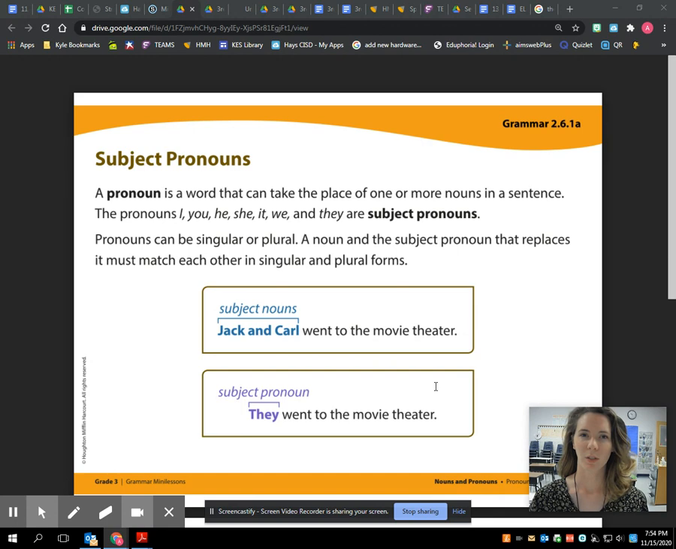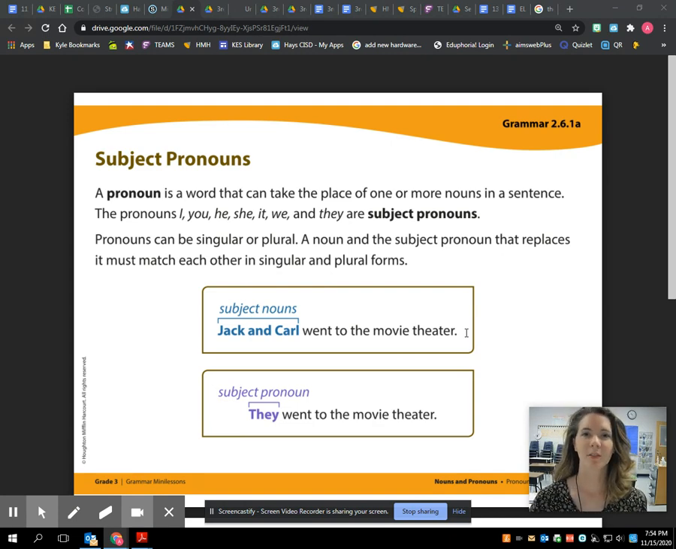This week I want to show you subject pronouns. And a lot of times we could replace a proper noun or some common nouns with subject pronouns. So let's take a look and let me show you what I mean by that. So a pronoun is a word that can take the place of one or more nouns in a sentence. The pronouns I, you, he, she, it, we, and they are subject pronouns.